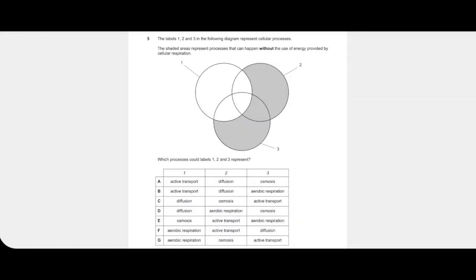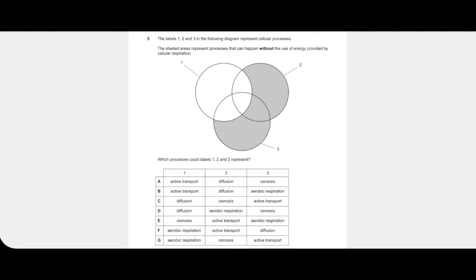Question number 5. The labels 1, 2 and 3 in the following diagram represent cellular processes. The shaded areas represent processes that can happen without the use of energy provided by cellular respiration. Which processes could label 1, 2 and 3 represent? So this is a question which requires elimination. So straight away I would be thinking that the non-shaded area is an area that requires ATP.